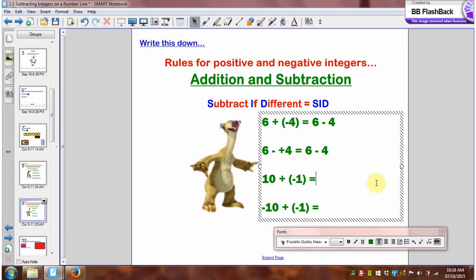Now again, we carry over our 10. Then we have positive and negative. Those are different signs, so we put them together, and we remember subtract if different. So 10, these two become one sign, becomes negative, and we just bring over our 1. Okay, and this one we carry over our negative 10. We don't worry about that negative in front. Negative 10, and then we have a positive and a negative. They are different signs, so we subtract if different. So minus 1.